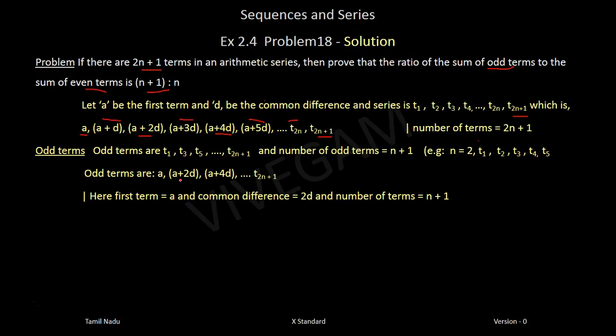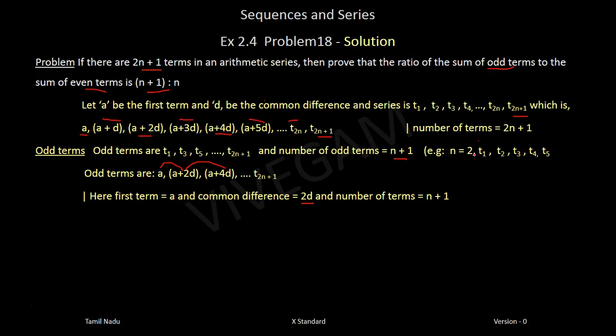And what is the common difference? This minus this. T2 minus T1 or T3 minus T2, right? A plus 2D minus A is 2D. T3 minus T2 is A plus 4D minus A plus 2D, which is again 2D. So the common difference is 2D. And how many terms are there? We know there are n plus 1 terms. That's what I told you in the beginning also.